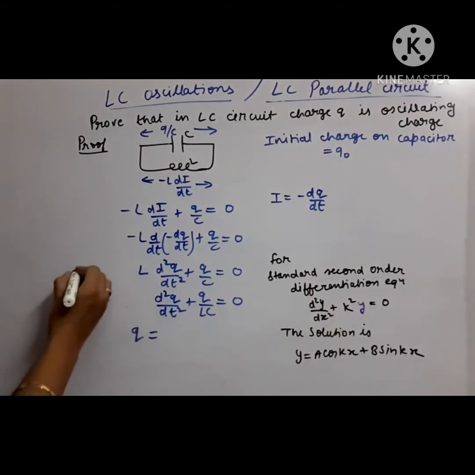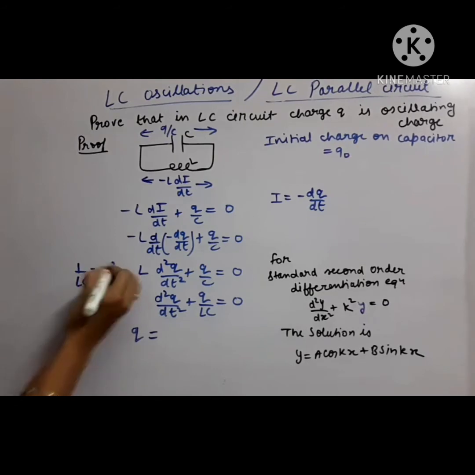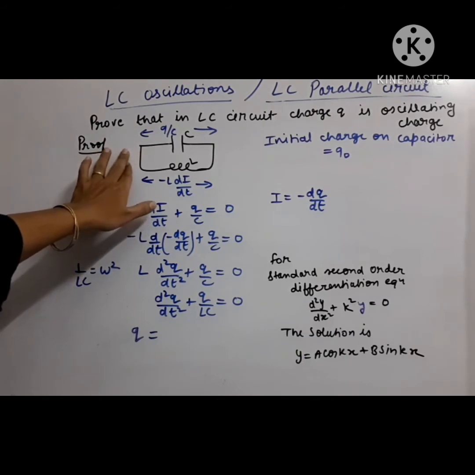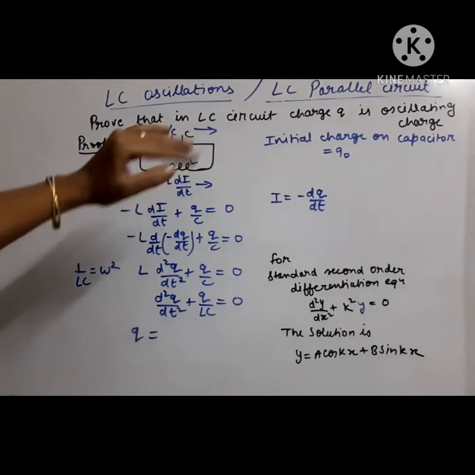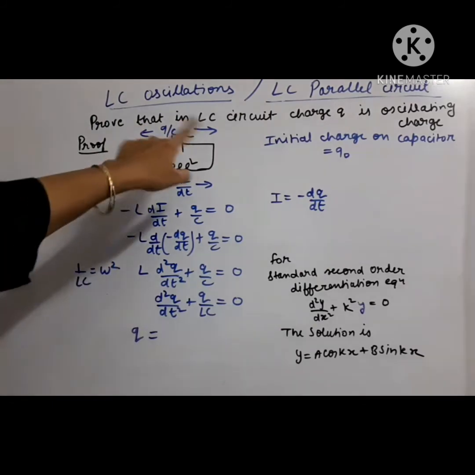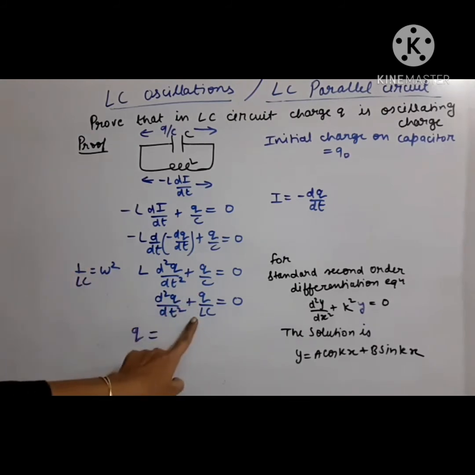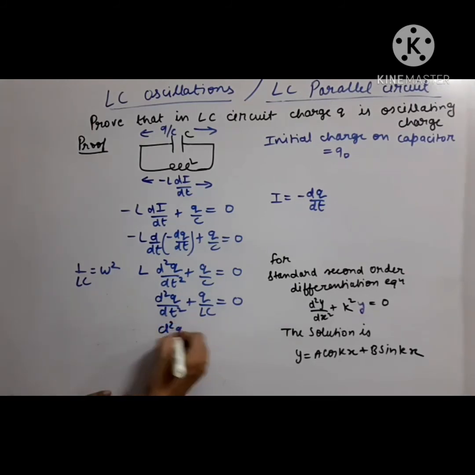1 by LC term we have already written equal to omega square. That means with what frequency the current flows. Suppose if any AC supply of omega frequency is connected, that decides the frequency of current flow. So here also, since current is flowing, let us take the help of the same formula. Omega square we will call 1 by LC. If I write it here, d square q by dt square plus omega square q is equal to 0. This will become our equation.